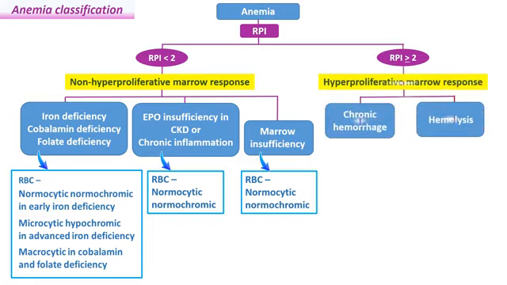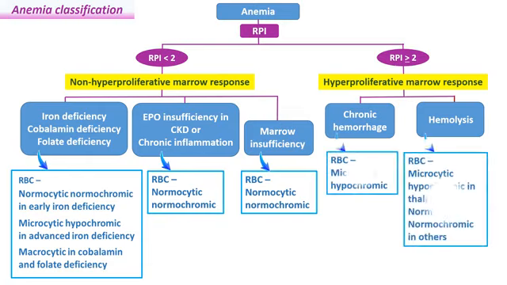Now come to the RPI 2 or more than 2. This is hyperproliferative marrow response. Under this heading, two broad categories: chronic hemorrhage and hemolysis. Chronic hemorrhage is the picture of severe iron deficiency.